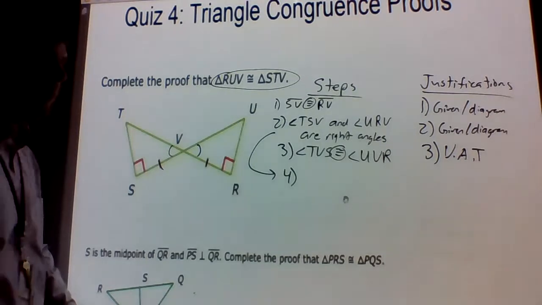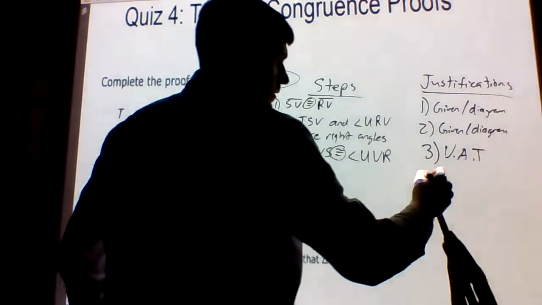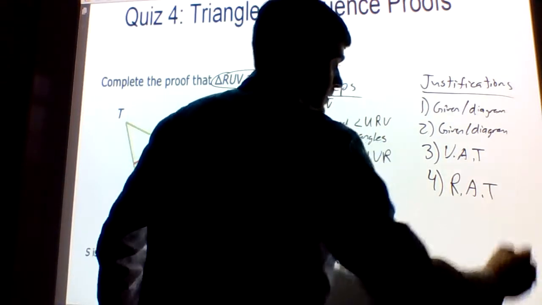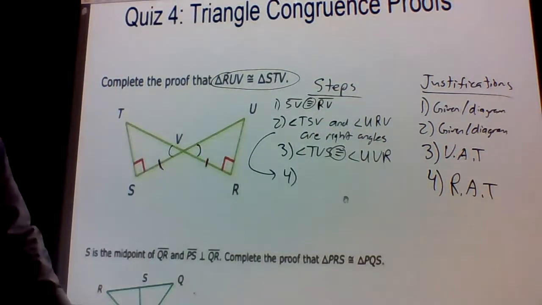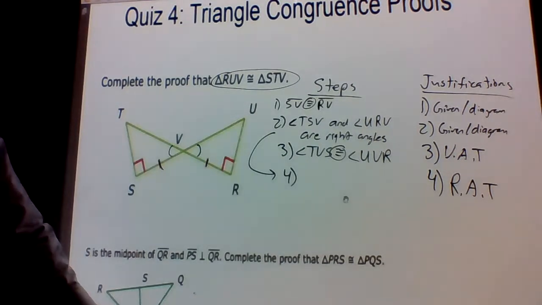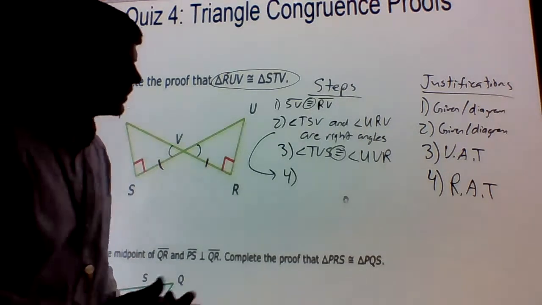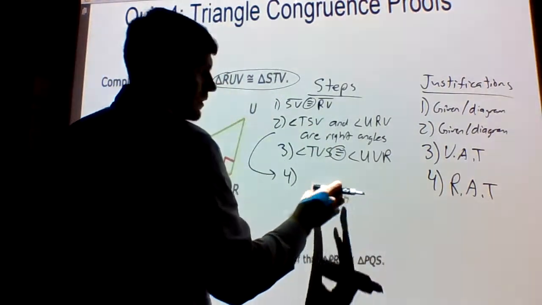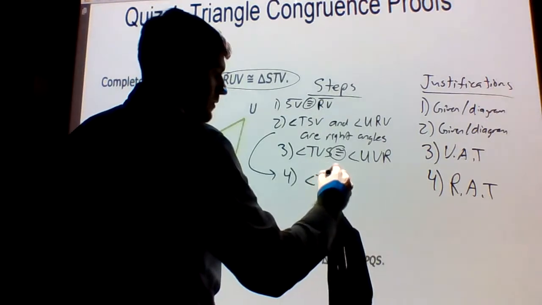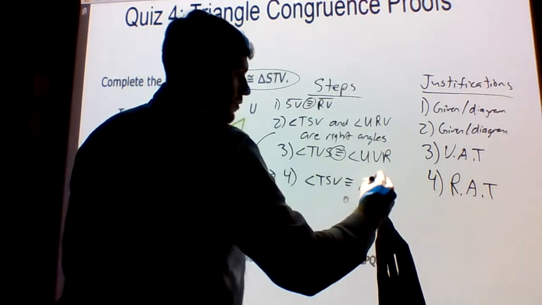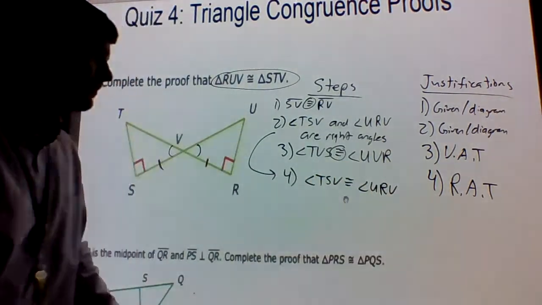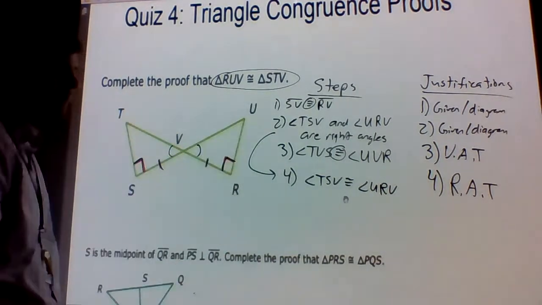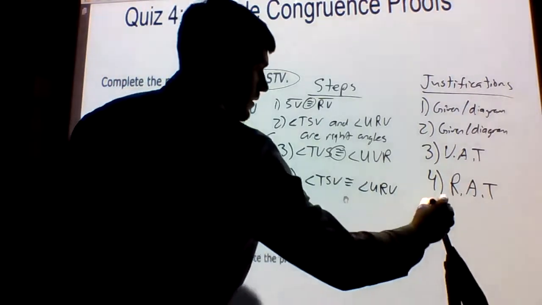If we know we have right angles, on your reference sheet, there's the right angle theorem. We use this theorem over and over again. If you have right angles, you know by the right angle theorem that right angles are congruent. Therefore, we can say angle TSV is congruent to angle URV.